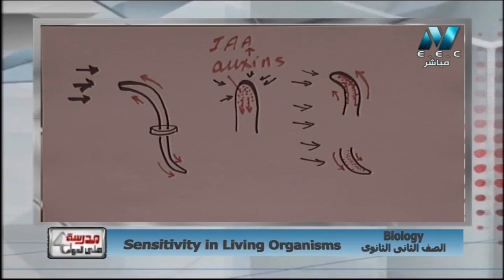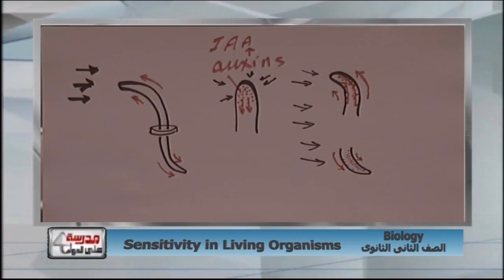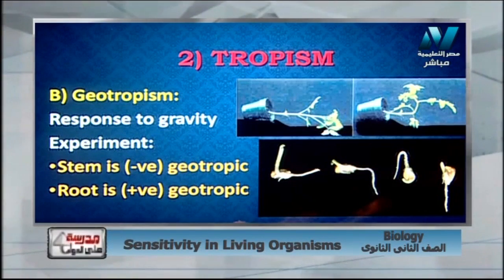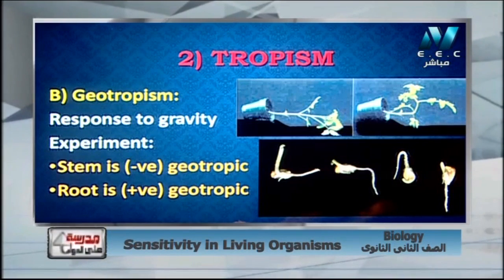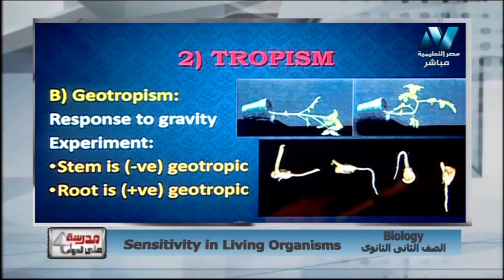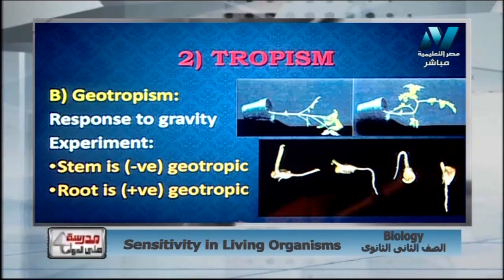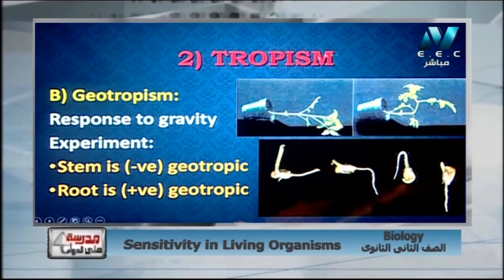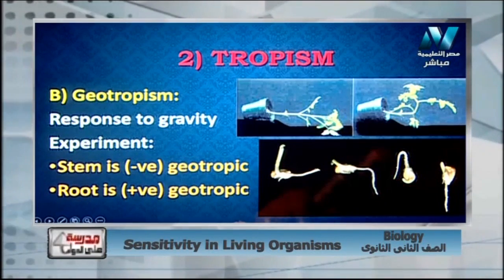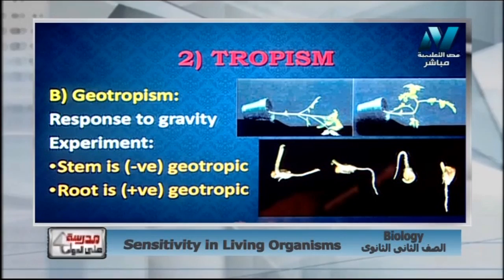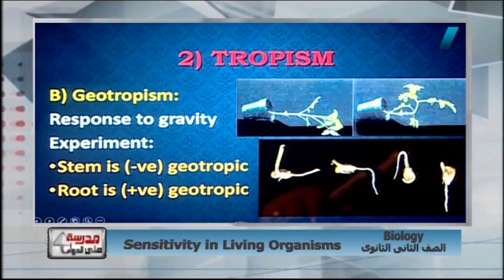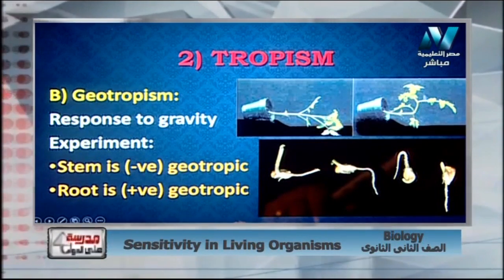The second type of tropism is geotropism. Geotropism is the response of plant parts towards or against gravity. The response to gravity occurs in the stem and in the root. Have a look at these pictures. The upper pictures show that a plant grows normally. We placed it into a vertical position, and after a few days, we can notice that the stem bends upwards.